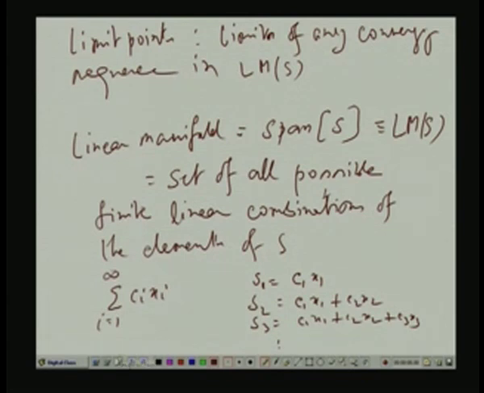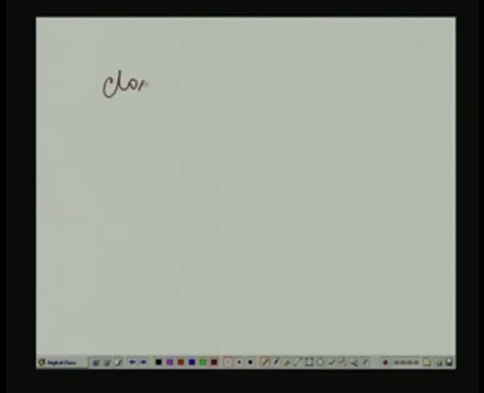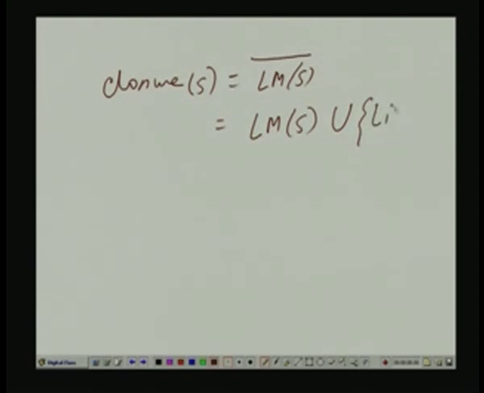It is denoted like this, LM S, first the linear manifold, and then put a bar, that is, take the closure of that. This is nothing but the union of the linear manifold of S and the limit points of LM of S.